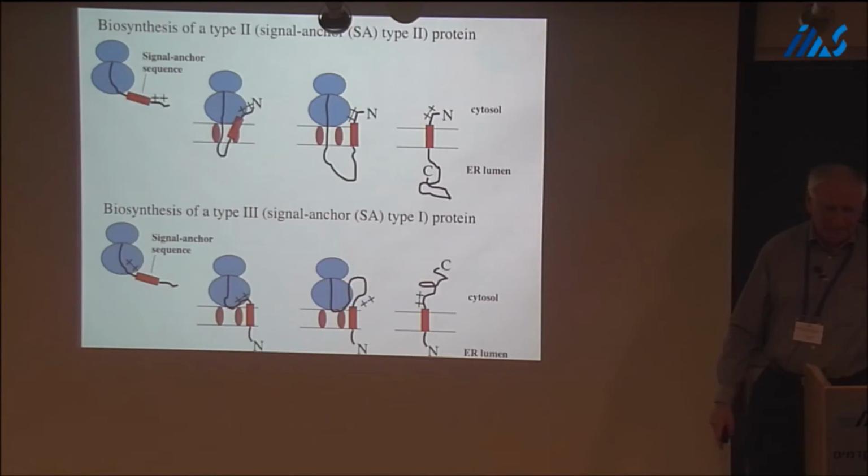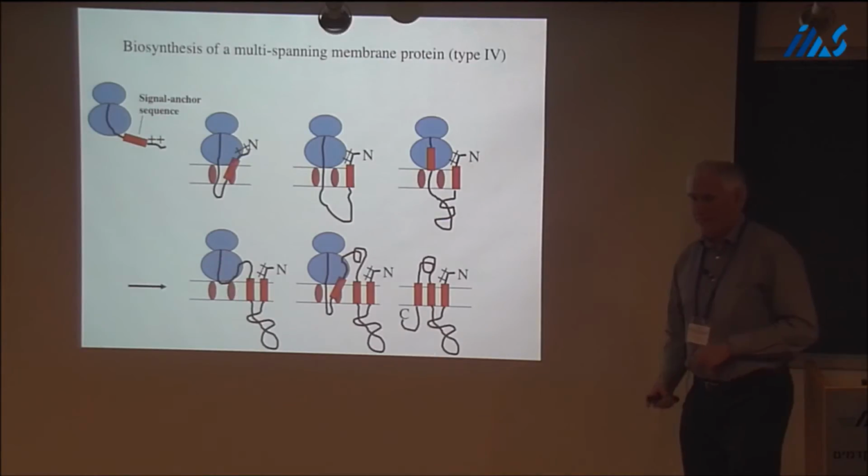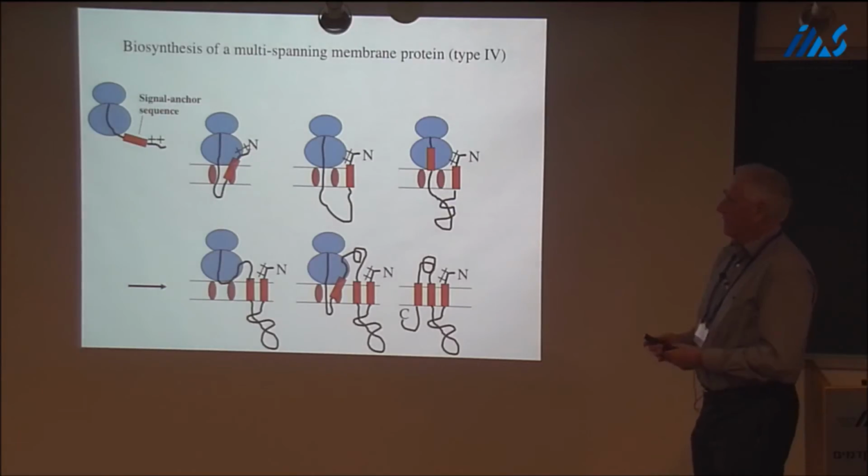And the only other class I need to explain is multi-spanning membrane proteins. I just picked one example here where you have 3 transmembrane segments with the N-terminus on the cytosolic side and the C-terminus on the luminal side.